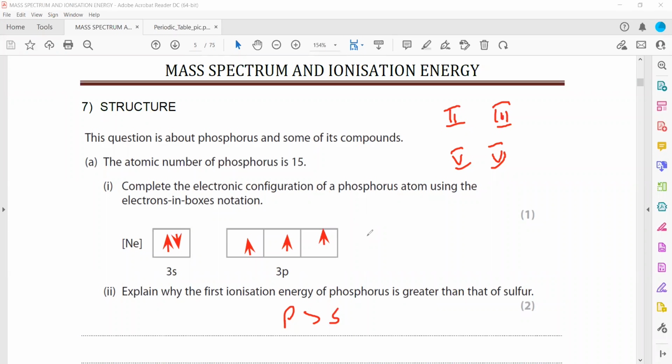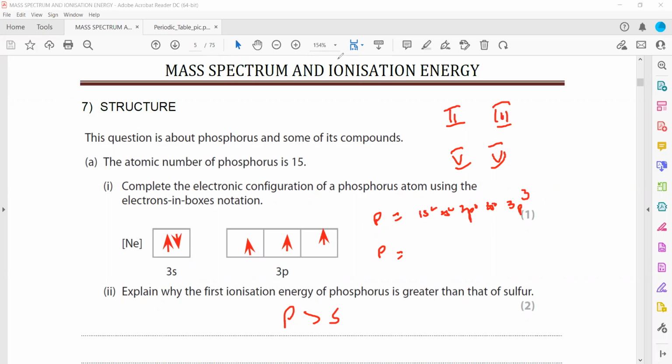So when you write the electronic configuration of phosphorus, it is 1s2, 2s2, 2p6, 3s2, and 3p3, since 15 electrons are there. So the electrons are occupying singly.